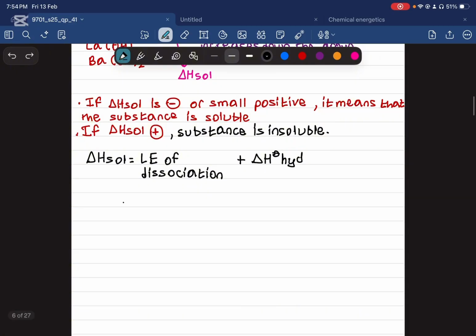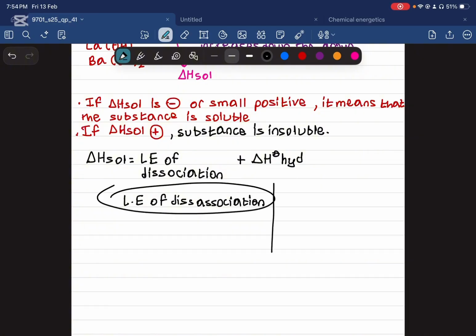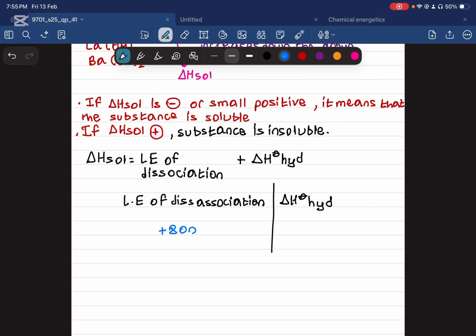Let's take an example. I'm going to write some random values for lattice enthalpy of dissociation, ignore the spelling for a second, and here I'm going to write some random values for the enthalpy change of hydration. So let's say plus 800 and minus 800. Let's take plus 700 and minus 750. I'm going to explain these values in a second. Please do not remember these values. It's just an example. Then minus 700, plus 500, minus 650.